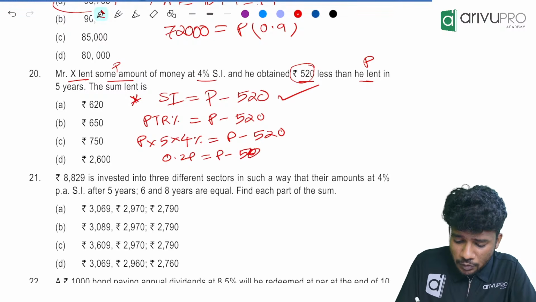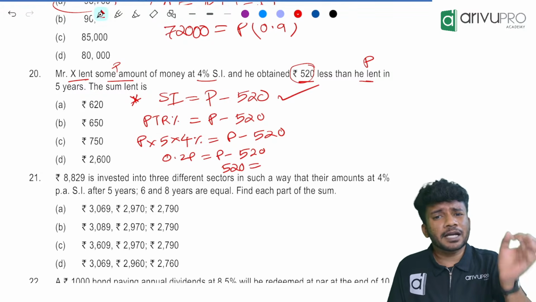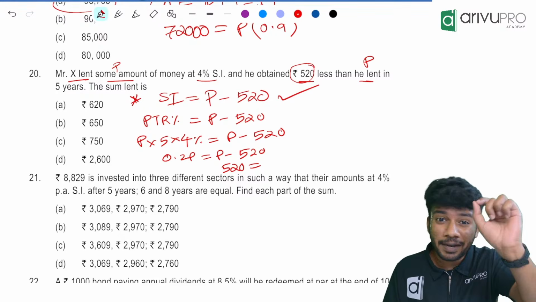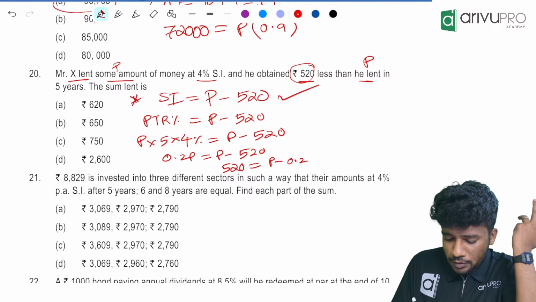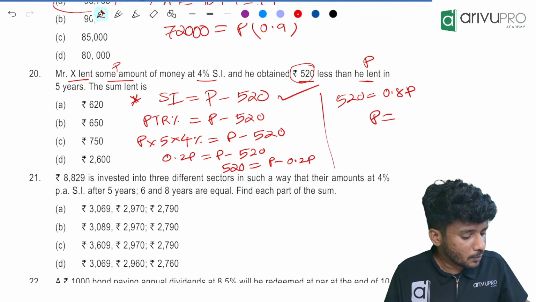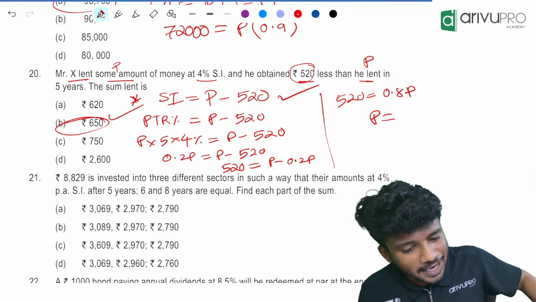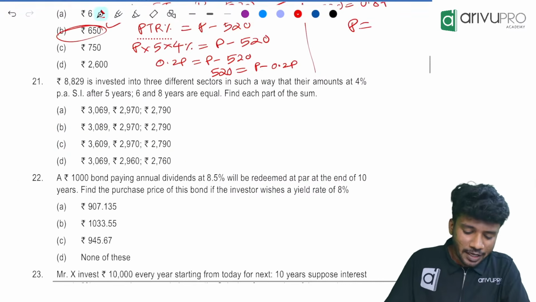Now take 520 to the other side, it will become plus 520. Take P to this side, it will become minus 0.2 P. So P minus 0.2 P, that is nothing but 520 is equal to 0.8 P. P is how much, people? 520 divided by 0.8, which is equal to how much? 650. Option B is the answer. I hope that you got it. Okay, done.